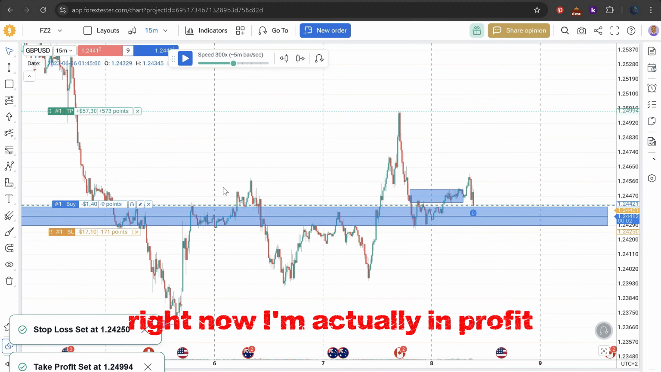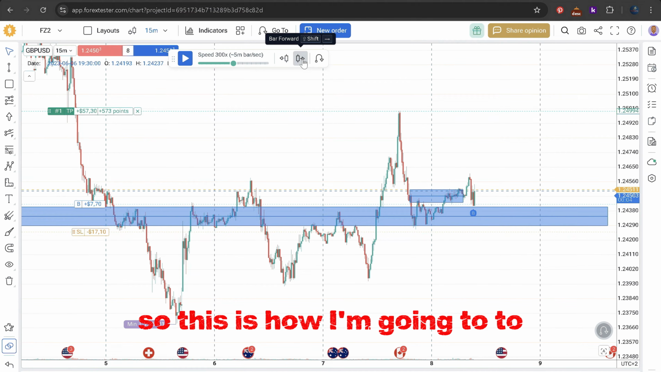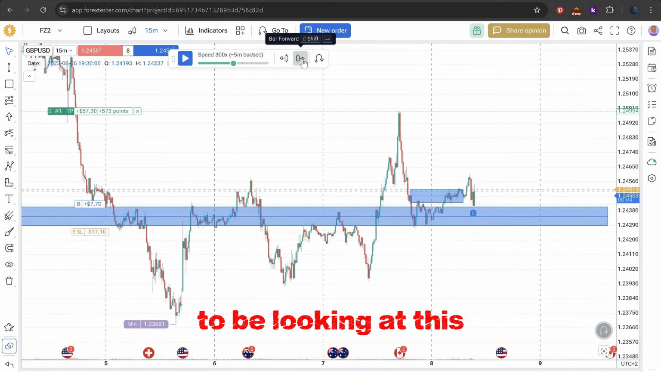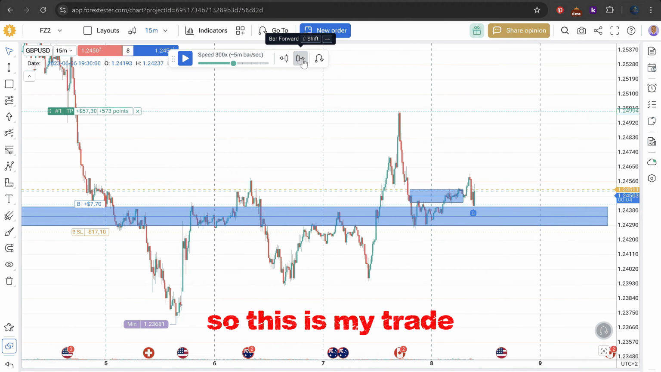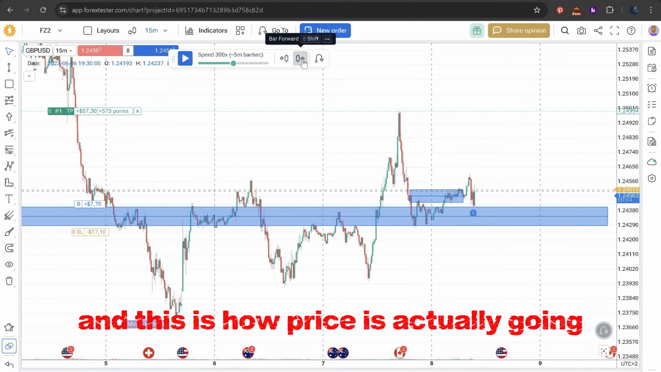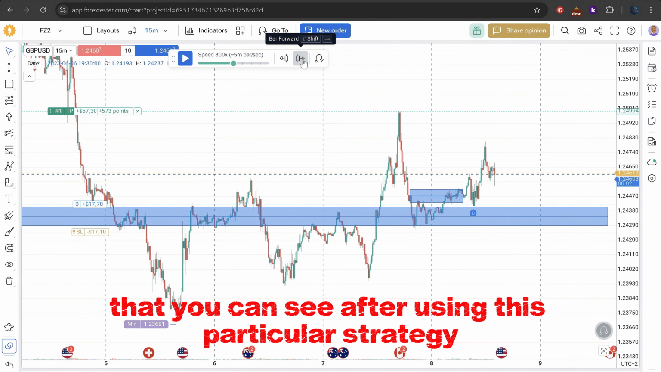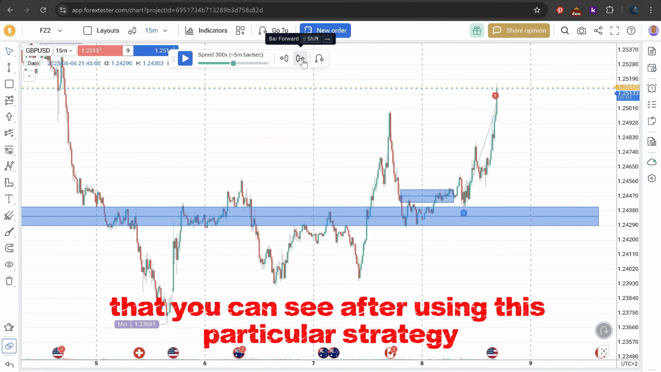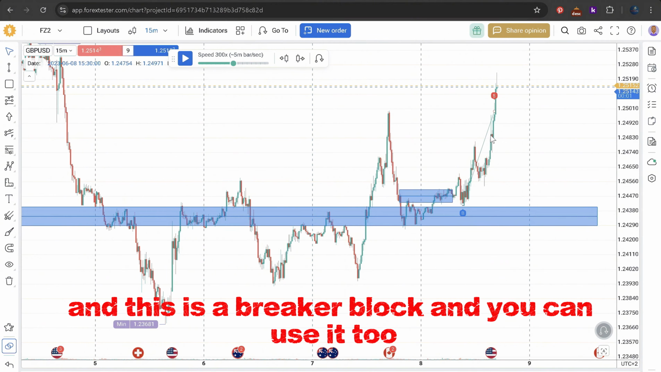Right now I'm actually in profit, and this is how the trade is going on. So this is how I'm going to be looking at this, and let's just see how everything is going to work out. This is my trade, and this is how price is actually going, and this is a clean take profit that you can see after using this particular strategy. This is what I'm using, and this is a breaker block, and you can use it too.